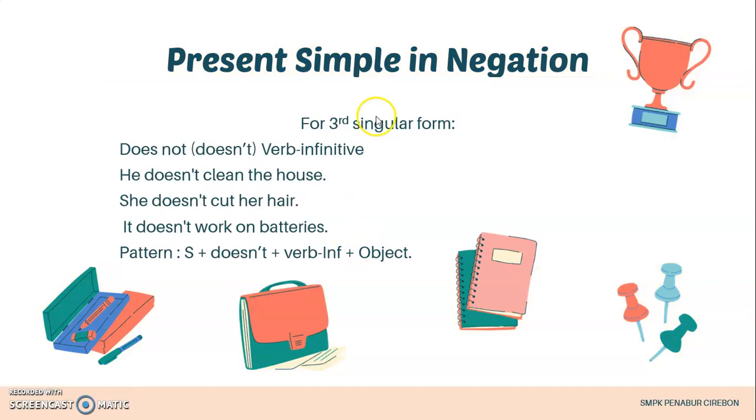Okay. Next, present simple in negation for third singular forms. If in the previous we use do, on this one we use does not or doesn't. He doesn't clean. See? We have already used does, so we cannot put s on the clean. Okay, she doesn't cut, without s on cut. It doesn't work, without s in the word.